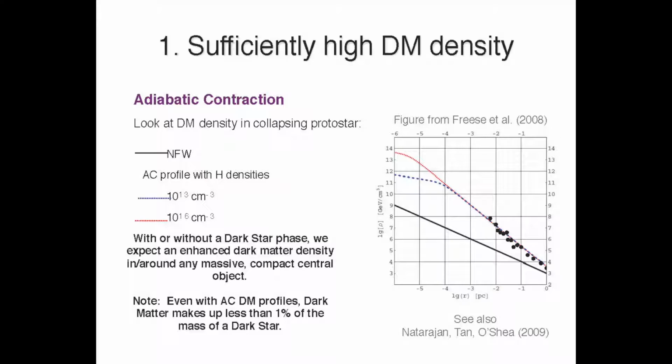Just for comparison, the black dots here are simulation results from Abel, Bryan, and Norman. So we expect adiabatic contraction to happen, and whether or not there's a dark star phase, you are going to get a dark matter spike around any massive compact central object. The other thing I want to point out is that even with adiabatically contracted dark matter halo profiles, you think, oh, that's a ton of dark matter, but actually the dark matter only makes up less than 1% of the mass of the dark star during that phase.